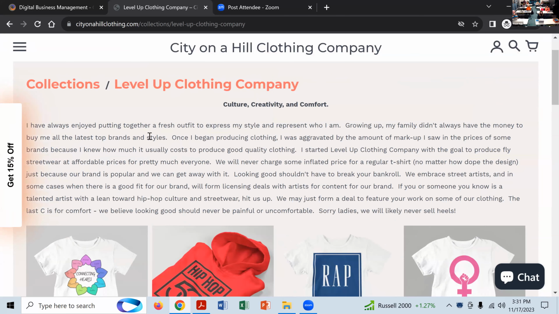I always enjoy putting together a fresh outfit to express my style and represent who I am. Growing up, my family didn't always have the money to buy me the latest top brands and styles. Here's another origin story. Once I began producing clothing, I was aggravated by the amount of markup I saw in the prices of some brands because I knew how much it costs to produce good quality clothing, meaning it doesn't cost that much apparently. I started Level Up Clothing Company with the goal to produce fly streetwear. I don't even know what that means, but some people do.